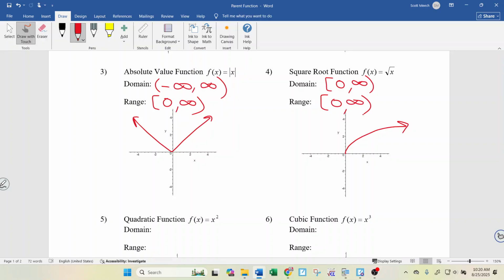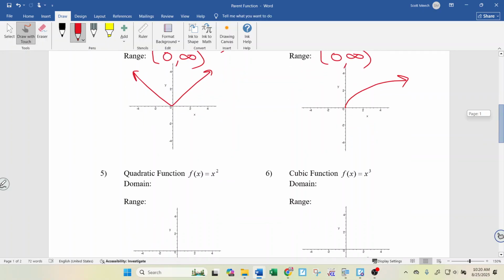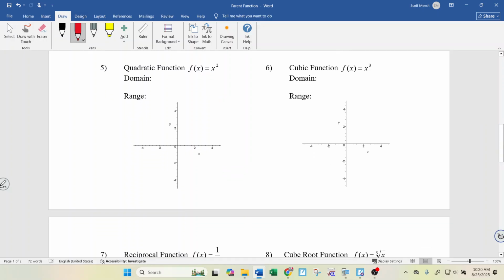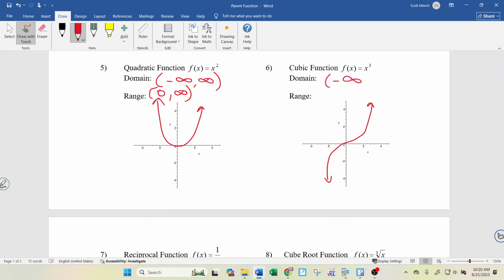Coming back to you, you look at this and you're like, oh yeah. Quadratic. X squared is a parabola, something like that. Domain is all real numbers. My range, 0 to infinity. X cubed, cubic, looks like that.